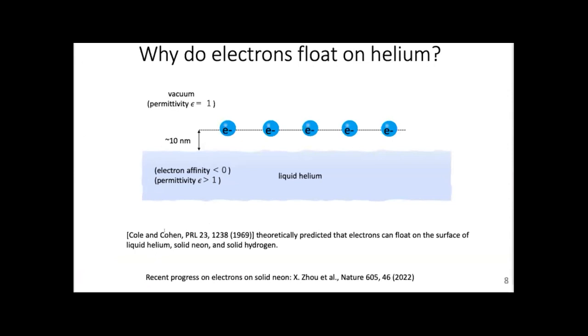And Cole and Cohen predicted that a two-dimensional electron system can be formed on the surface of a material of which the relative permittivity is higher than 1 and the electron affinity is negative. Other materials which satisfy these conditions are solid neon and solid hydrogen. Surface electrons on solid neon and solid hydrogen were also measured already, and recently making qubits using electrons on solid neon was very successful. So if you are interested, please read this paper.